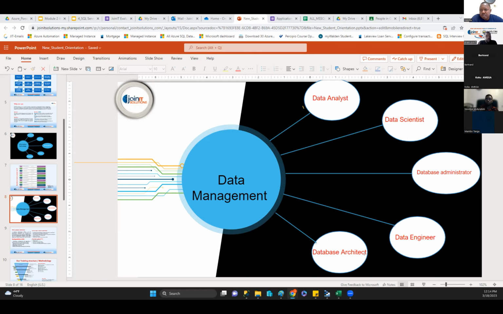The analysts, they go into that database, they make decisions. The scientists, they go in, they get insight. The engineers are able to consolidate the data that is coming from multiple sources and put them in a centralized location.